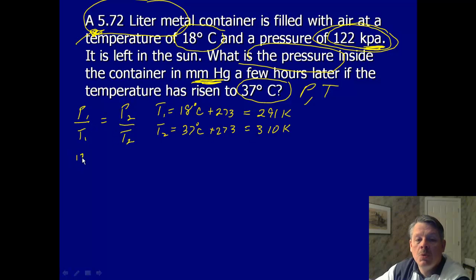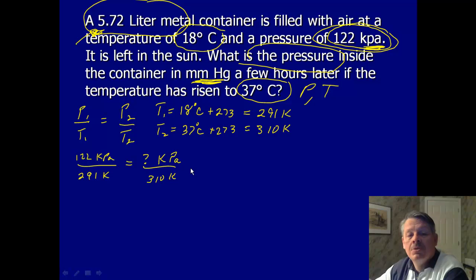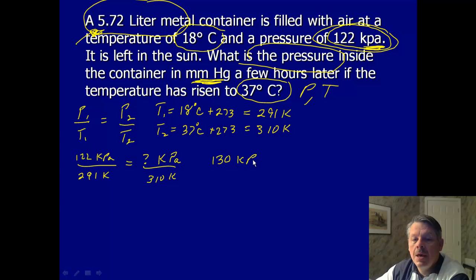My pressure is 122 kPa, and I put that over 291 Kelvin, and that's giving me some unknown pressure, and my pressure is going to be in kPa. My units must remain the same. Right. So now pause the video and do the math, see what you come up with. All right, I come up with about 130 kPa is my answer.